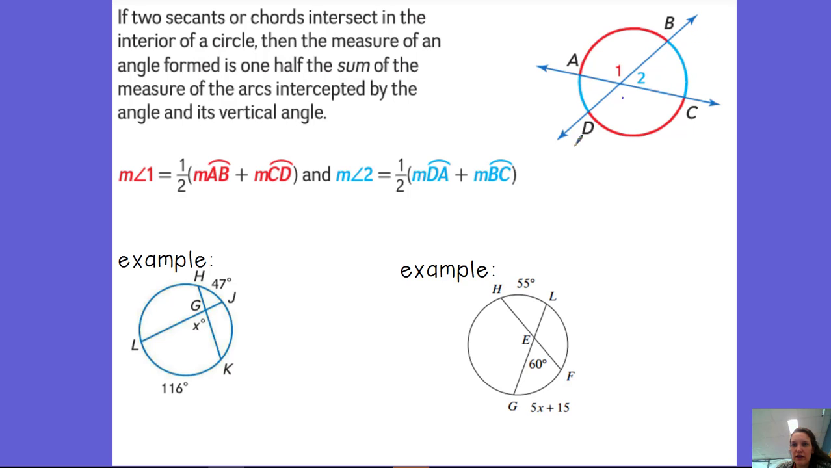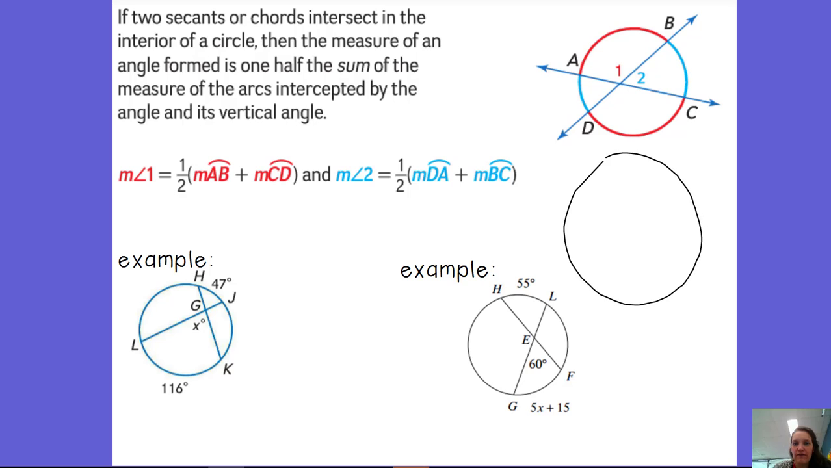So if we have 2 chords or secants that intersect in the interior of the circle, so these 2 secants intersect somewhere inside of this circle, then the measure of one of the angles formed by those 2 intersecting secants is equal to 1/2 of the sum of the measures of the arcs that are intercepted by the angle and its vertical angles. That's a lot of words, and it's really confusing.